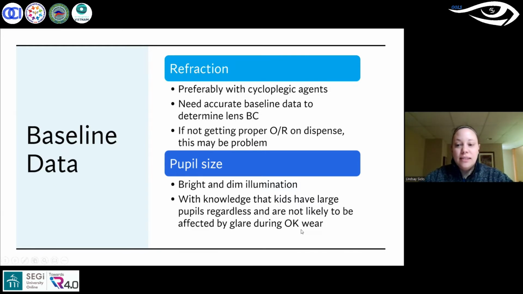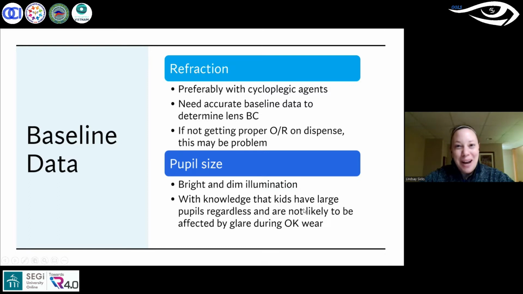And again, pupil size, this is just something to pay attention to, especially in kiddos with those larger size pupils. I will say, in my experience, kids are pretty unaffected by this. I try not to warn them up front that it's going to happen, because I think they may get it in their head and then come back and complain about it. But they seem to be pretty unaffected by that glare, flare, and halos with their larger pupil size.